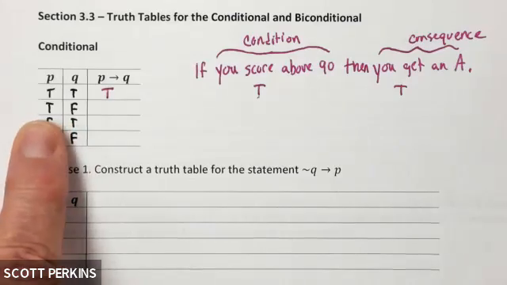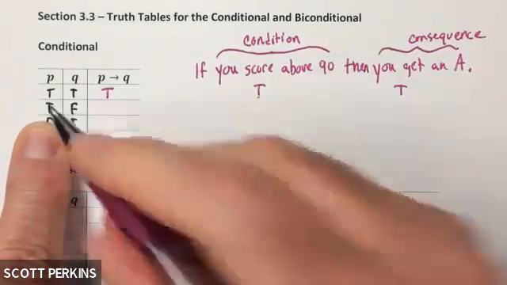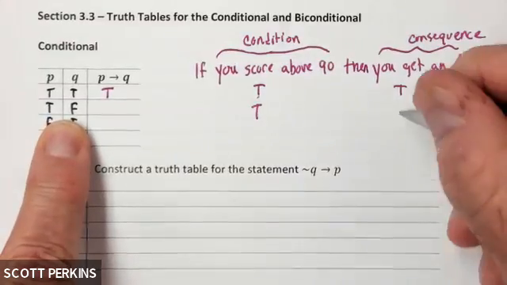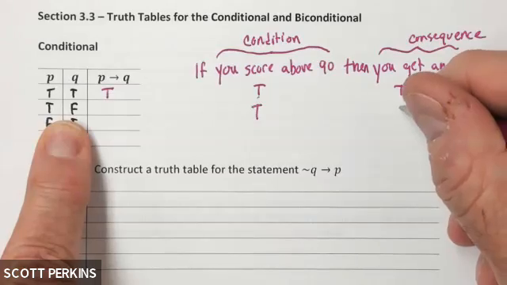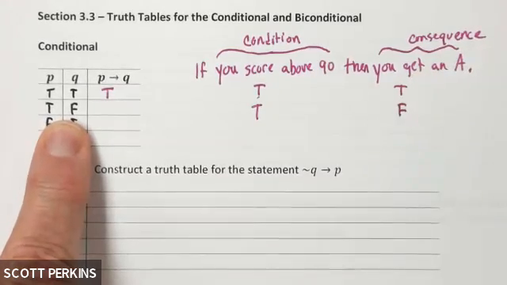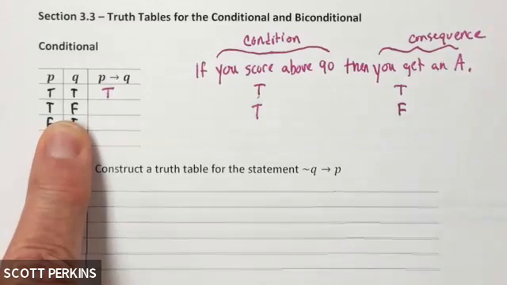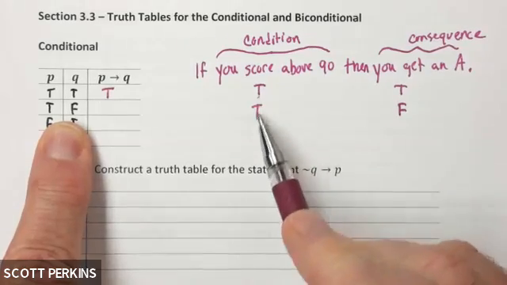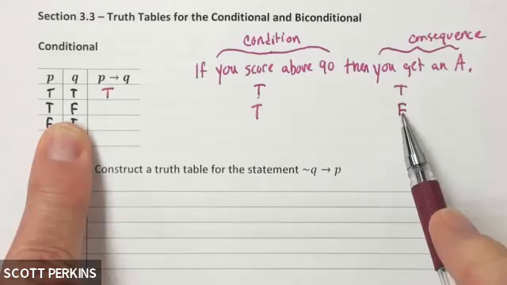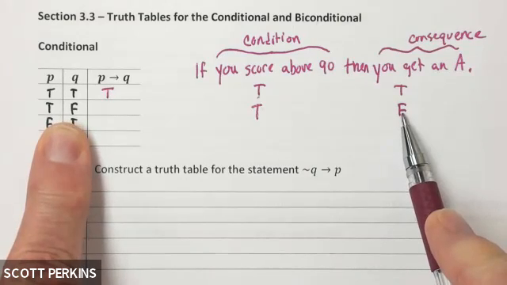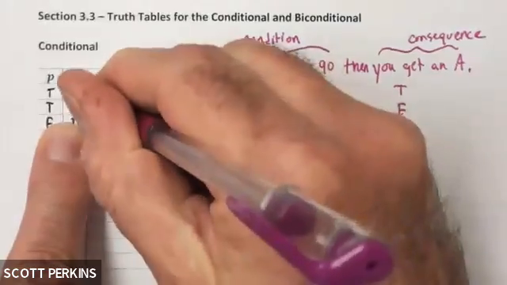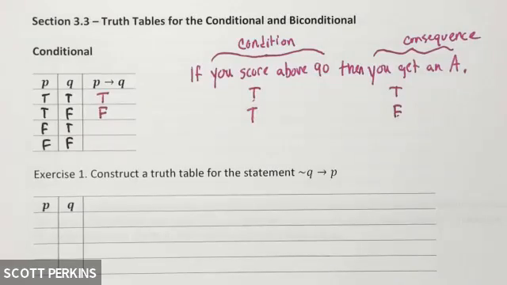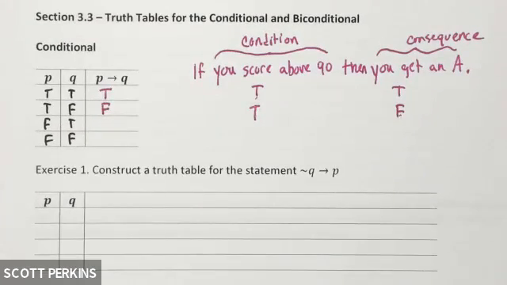Next, this one says P is true. You scored above a 90. True. On your test, for some reason, the Perkster wrote a B. Did what was supposed to happen happen? No, because you scored above a 90, you met the condition, but you did not get the appropriate consequence. That's not what's supposed to happen. That's false. Okay. I think those 2 are pretty straightforward. Are we good so far?